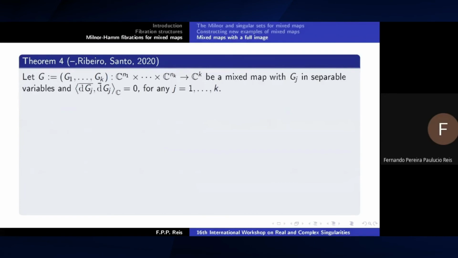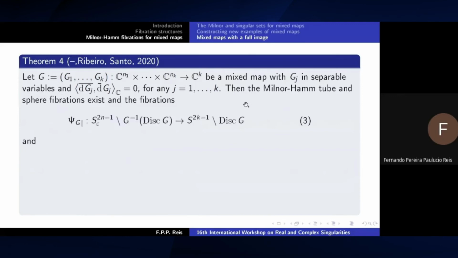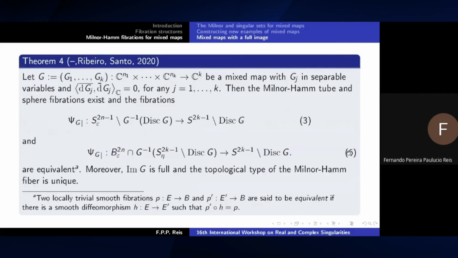So we have the first main result. Let G be a mixed map with each component function in separable variables and satisfying this relation for any j from 1 to k. Then the Milnor-Hamm tube and sphere fibrations exist, and the fibrations 3 and 6, the restrictions given by 3 and the restrictions to the ball given by 6, are equivalent. Moreover, if the image of G is full, the topological type of the Milnor-Hamm fiber is unique.